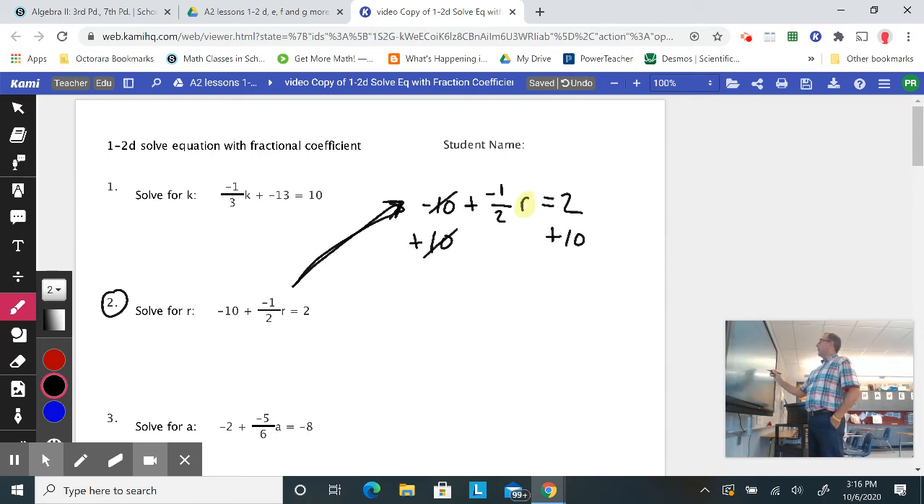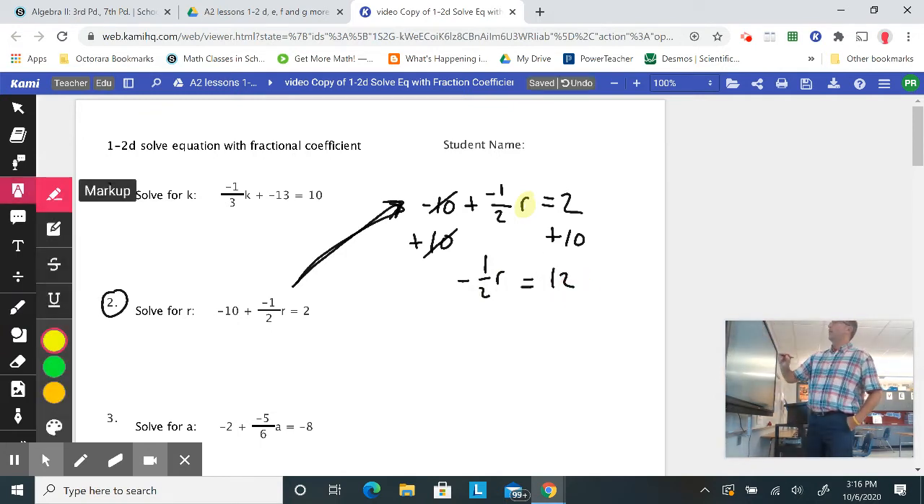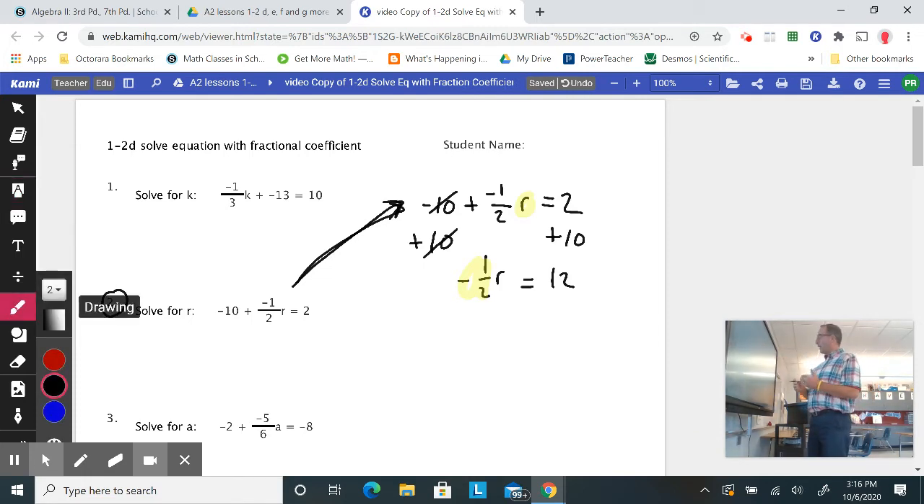So they would cancel out. I end up with -1/2 r is equal to 12. When you have a fractional coefficient like we do here, a reminder is, when you multiply, the inverse is to divide. But since we're multiplying by a fraction, instead of dividing by -1/2, we don't want to do that in Algebra 2.